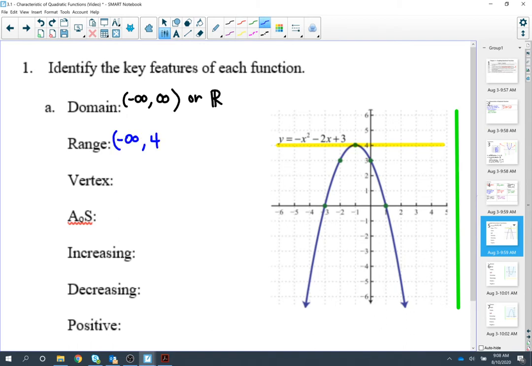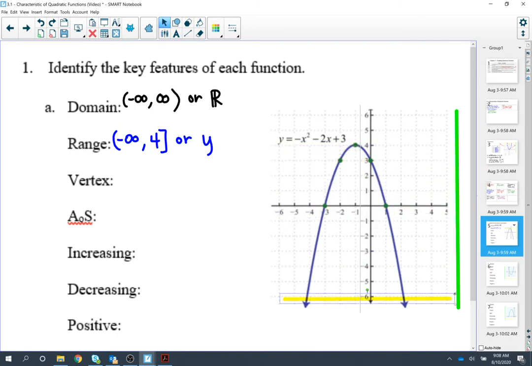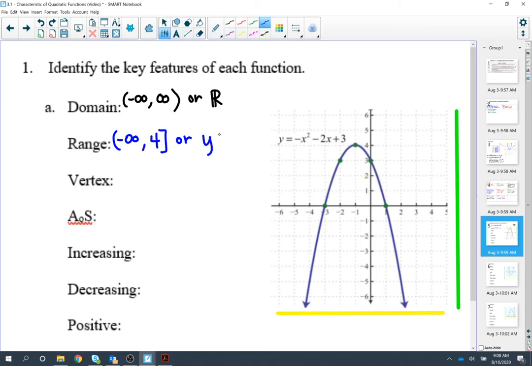You can't touch infinity, but is this graph actually touching 4? Yes, it is. So we're going to put a bracket. Or if we wanted to use inequality notation, keep in mind range is a y value. So a y value, y is, and our y value is kind of here at this 4, and then he goes lower. So he's at 4, but he goes less than, so y is less than or equal to 4. That would be your inequality notation.